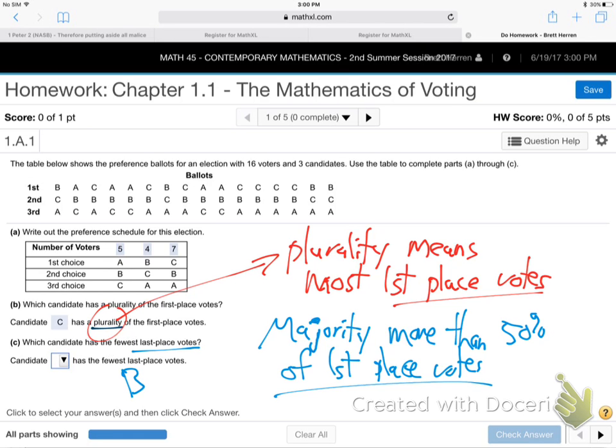C, you with me? C has 5 last place votes. 5 people put C last, and 11 people put A last. But nobody put B last. B has the fewest last place votes. Making sense how to read those charts?